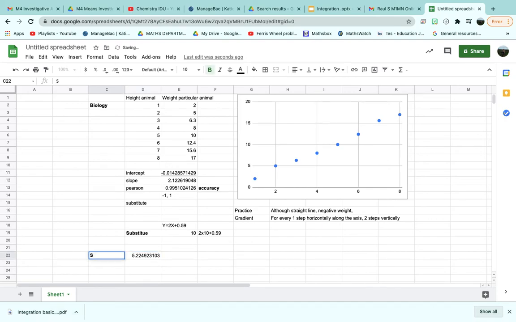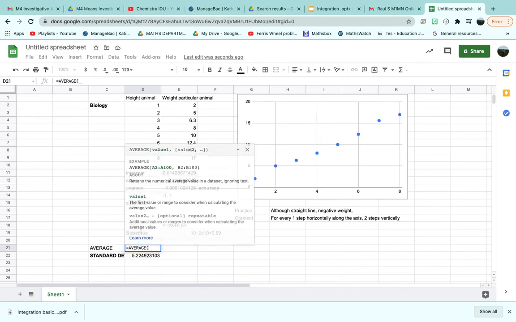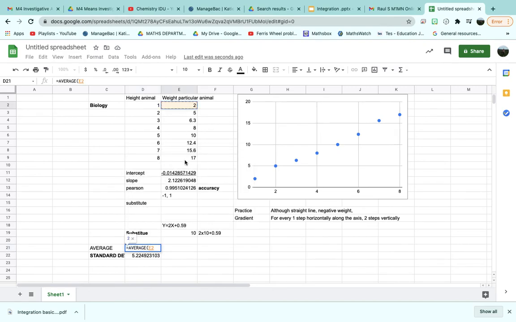So this is called the standard deviation. You can look at that online a bit more. And the average would be the mean, or you can just type in the word average. The average of all these values. So we're going to say the average value of this is 9. That means the average weight of an animal is 9.5.